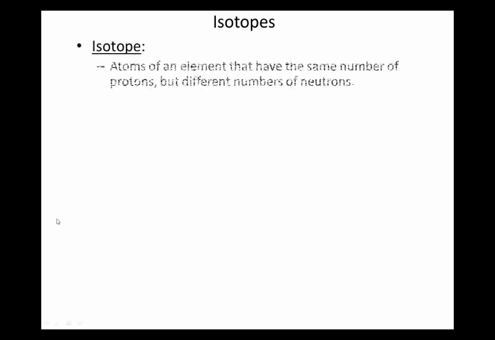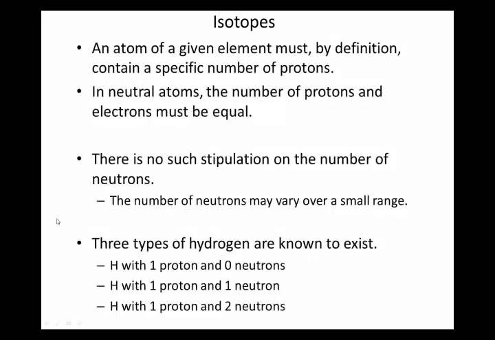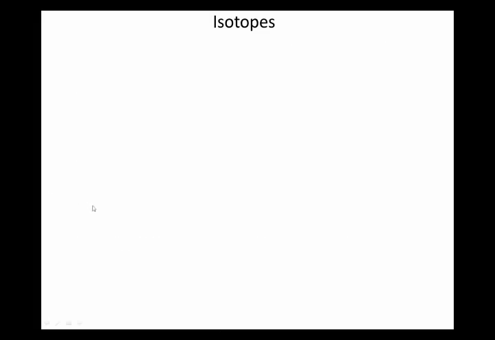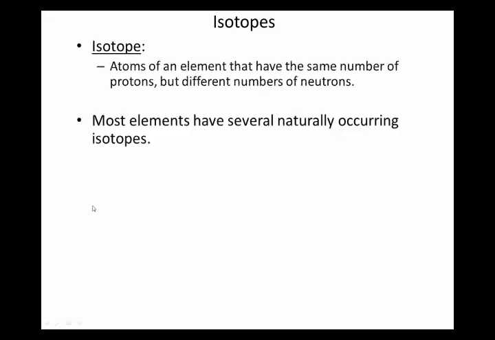Now, all 3 of these examples are isotopes of hydrogen. So it's important to understand that the chemical properties of hydrogen are going to be the same because the number of protons and therefore the number of electrons are going to be the same. But the number of neutrons changes the mass of it. So we have 3 different isotopes, H1, H2, and H3. So isotopes are atoms of the same element that definitionally must have the same number of protons, but different numbers of neutrons. So most elements have a couple different isotopes.